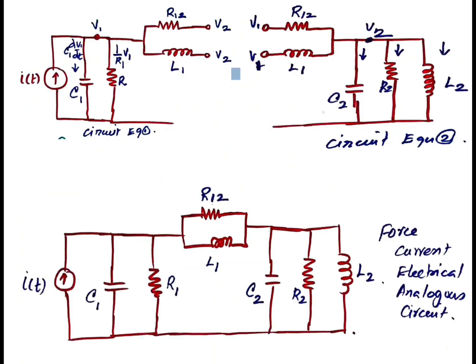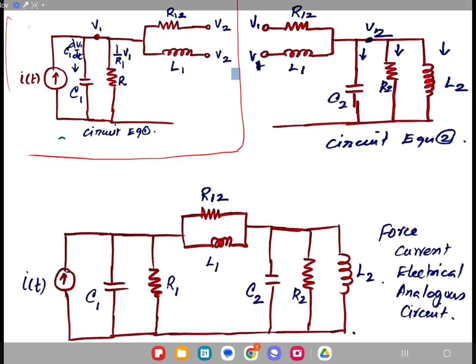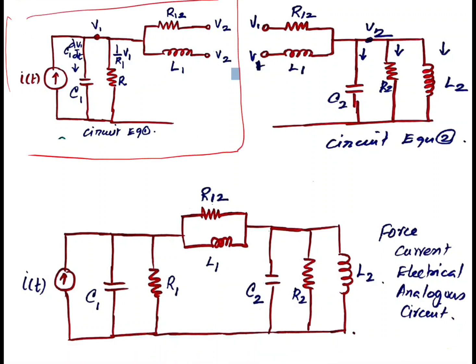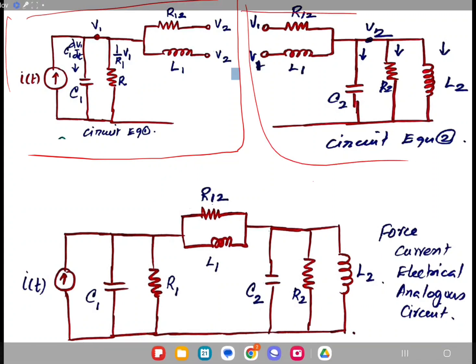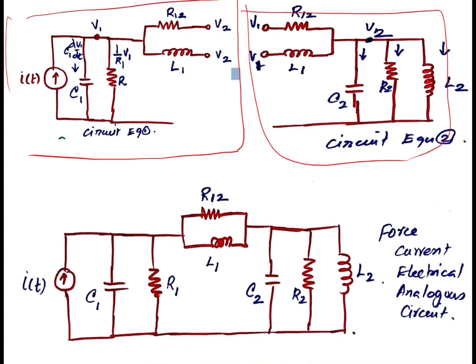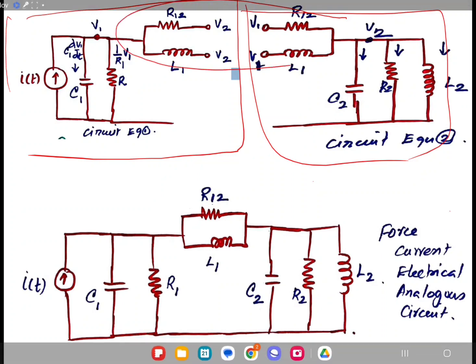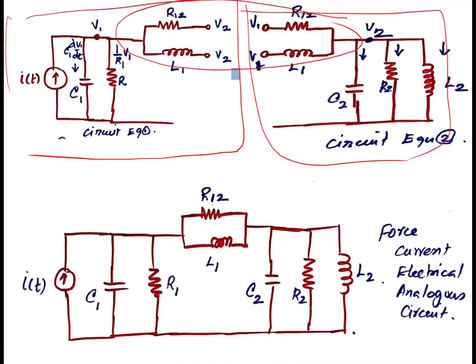Now we have two different circuits. This is one circuit, and this is the other circuit. Now we are going to combine them, and here these two are common. So I am simply joining these two things, and I am finally drawing the circuit. This is the force current electrical analogous circuit of the given mechanical system.